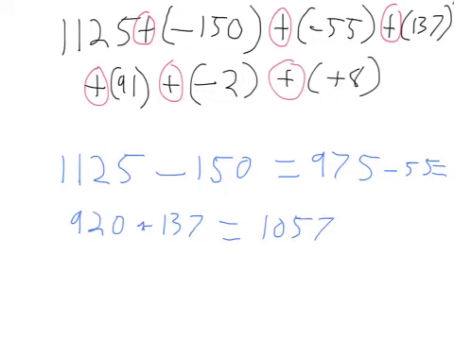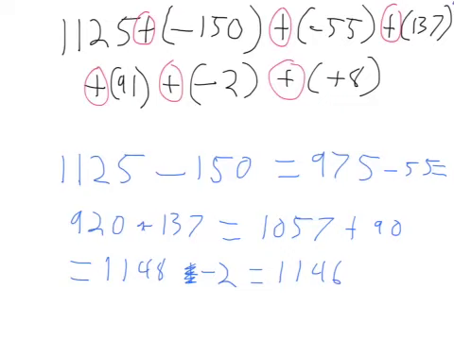$1,057. If I then add $91, we'll be sitting at $1,148. If I then subtract $2, we'll be sitting at $1,146. And finally, if I add $8, I should end at $1,154. So currently, I think the value at the end will be $1,154. I need to double check my work.